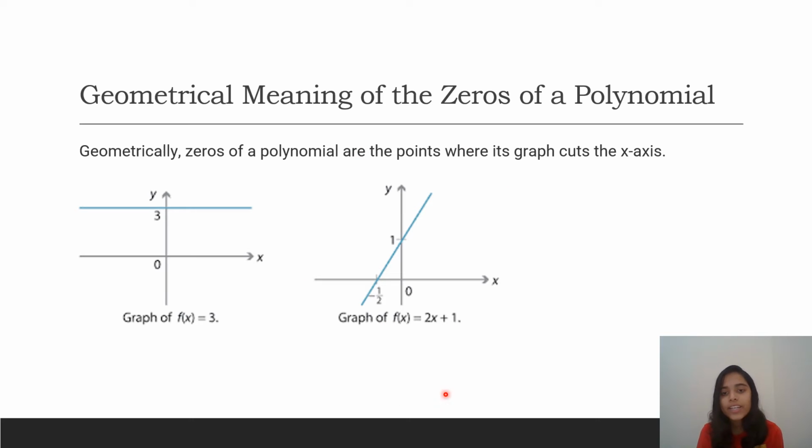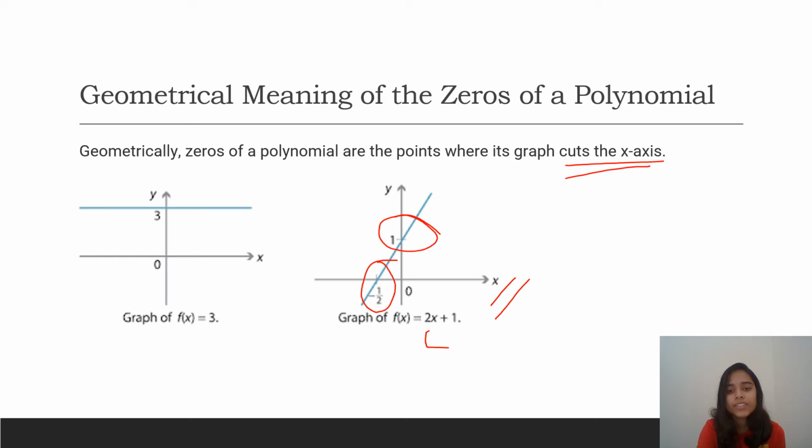But in this second graph, we can see it cuts the x-axis at one point, which is minus 1 by 2. Don't get confused. The geometrical meaning is the points wherever it cuts the x-axis, not the y-axis. So you have to concentrate only on the x-axis. Don't get confused with this. You can also verify if this is correct.